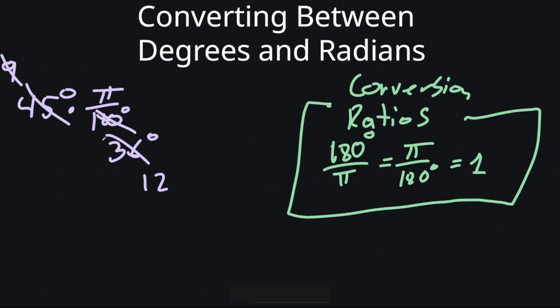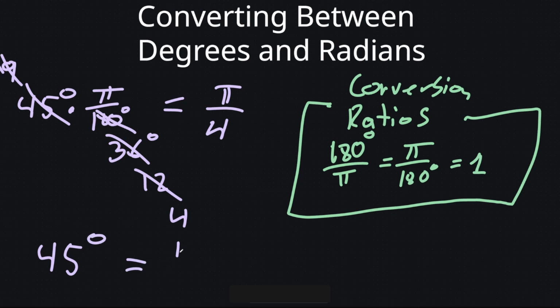And oh my gosh, we can keep going. This is a 3, turns it into 1. This has a 3, turns it into 4. So I'm left with pi over 4. So in the end, I can say that 45 degrees is the same as pi over 4. That would be my answer.